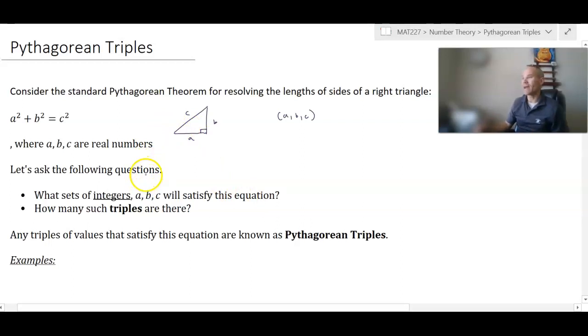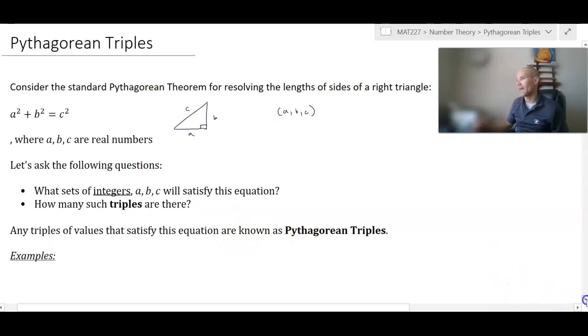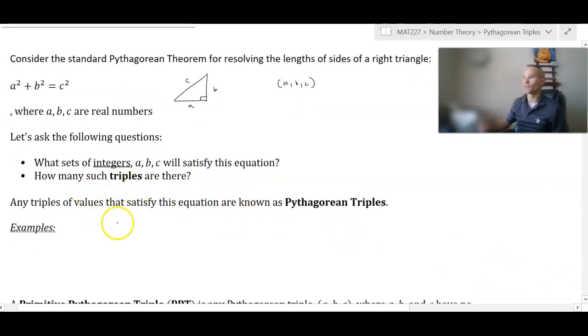And you might be familiar with some of those already. Now, any integer triples that satisfy this formula are called Pythagorean triples. Makes sense. And here are a couple of examples. Well, we've learned about the 3, 4, 5 right triangle.